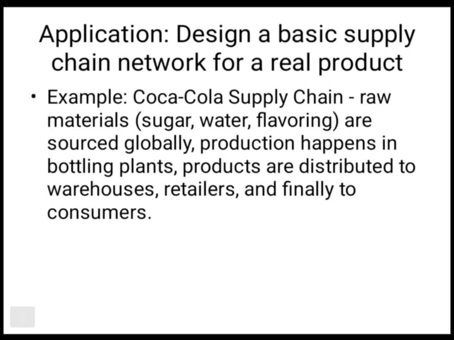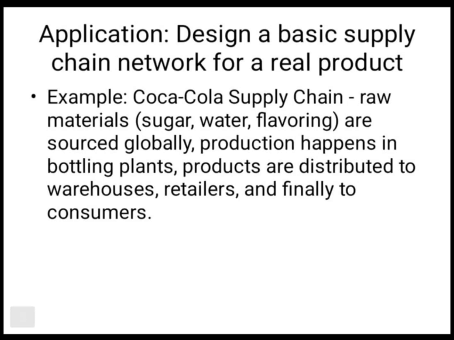Let's proceed to the application: design a basic supply chain network for a real product. Here's the example, the Coca-Cola supply chain. Raw materials such as sugar, water, and flavoring are sourced globally. Production happens in bottling plants. Products are distributed to warehouses, retailers, and finally to consumers.